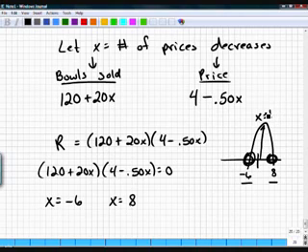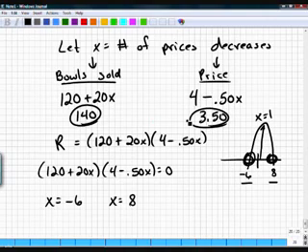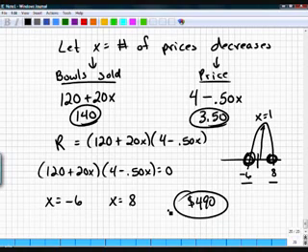So to maximize sales, we're going to have one price decrease. How many bowls will you sell? 140 bowls will be sold. And what will be the price of each? $3.50 because you had one price decrease. So if you want to know how much money you actually made, 140 times 3.50, that'd be 420 and 70, $490. So one price decrease will give you $490.